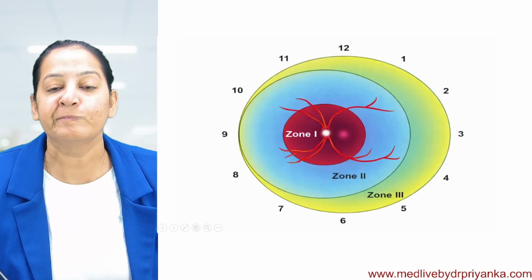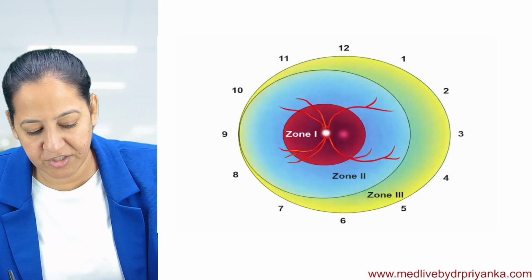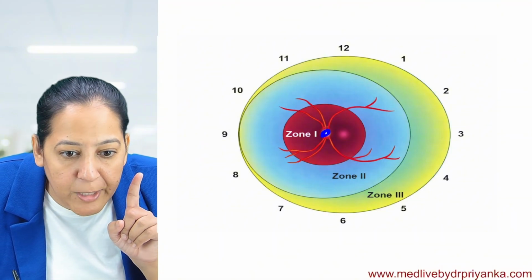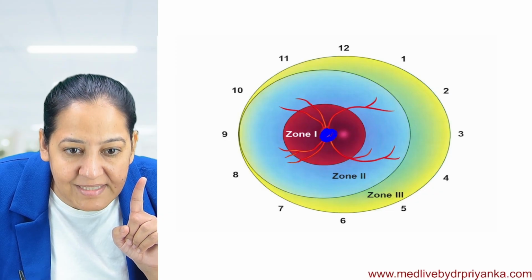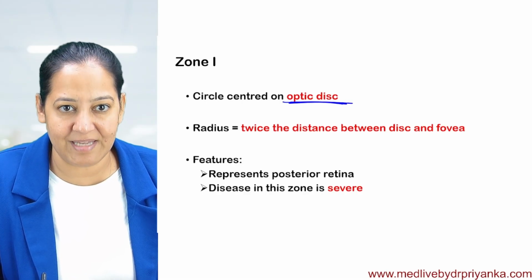One by one we will take. Can you see here? This is the retina. On the retina, where is the optic disc? Can you appreciate the optic disc? This is the optic disc at the center. I'm marking it with blue color. See, the optic disc is at the center.